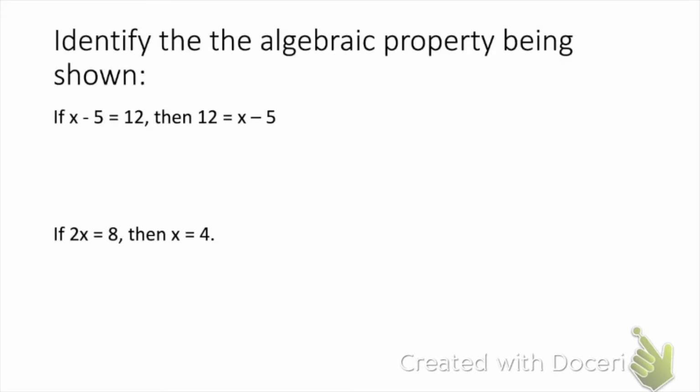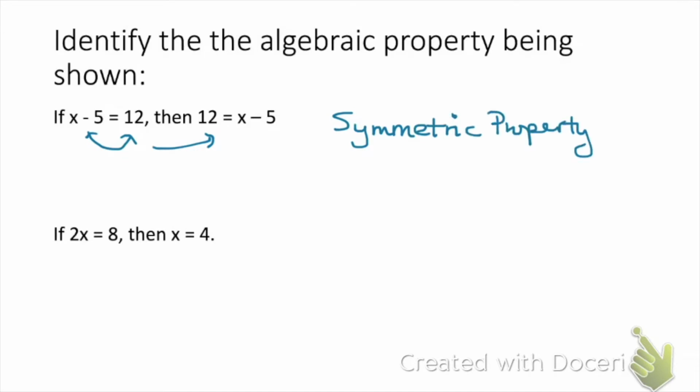In Concept 7, we talked about algebraic properties and how to do an algebraic proof. The very first thing we want to make sure that we are able to do here is know our algebraic properties. For the first one here, it says if x minus 5 is equal to 12, then 12 equals x minus 5. Notice in this case, all we did was swap the left-hand and right-hand side of the equation, and since there are two separate parts and we're just swapping them, they're equal to each other. This is going to be the symmetric property.